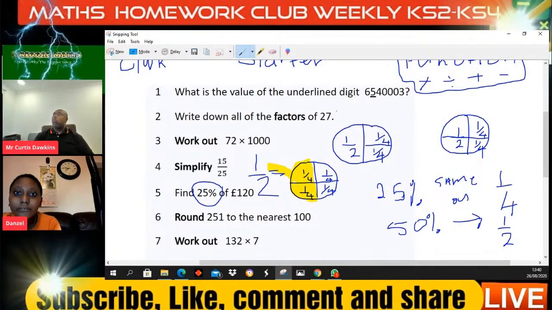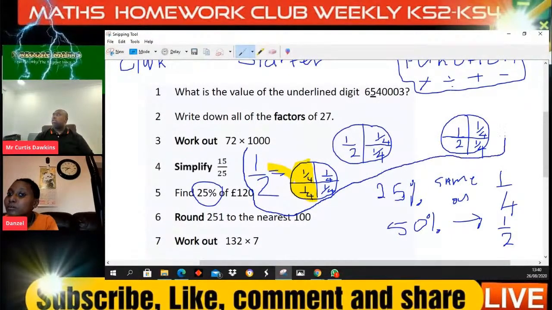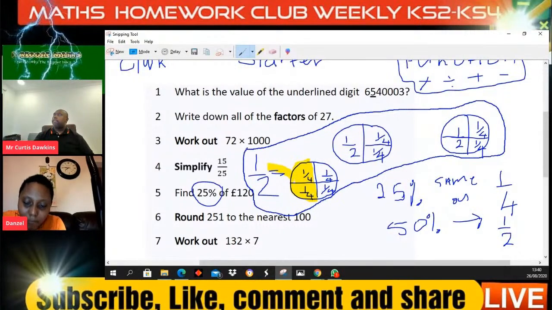What I'd like you to do, because we're going to come back to that question, is take 2 minutes and copy all of this information that I'm going to circle. So 2/4 is equal to a half. Just draw the circles. I'll give you 2 minutes. I'll be back. I'll be checking you.